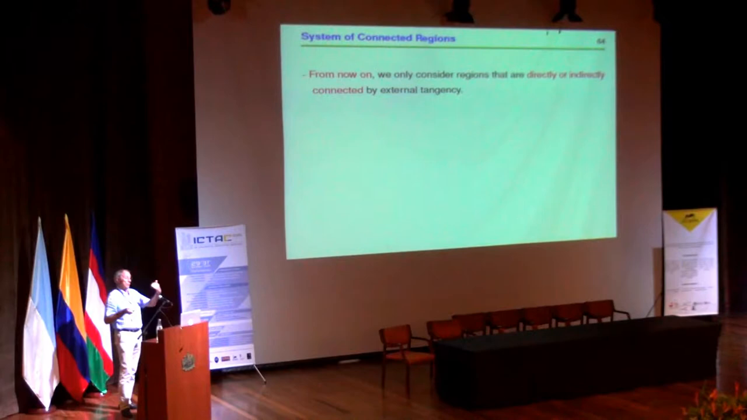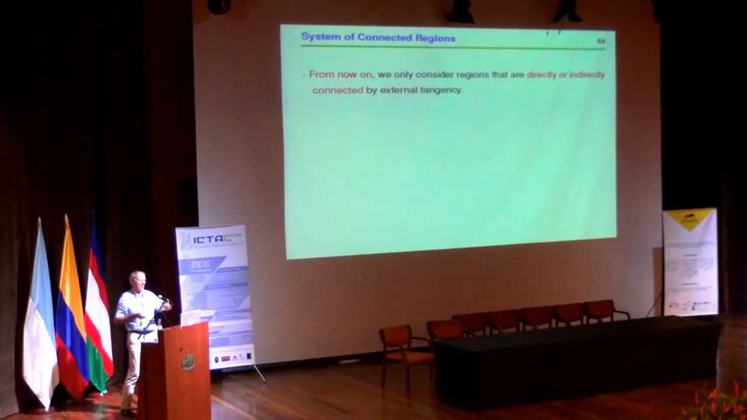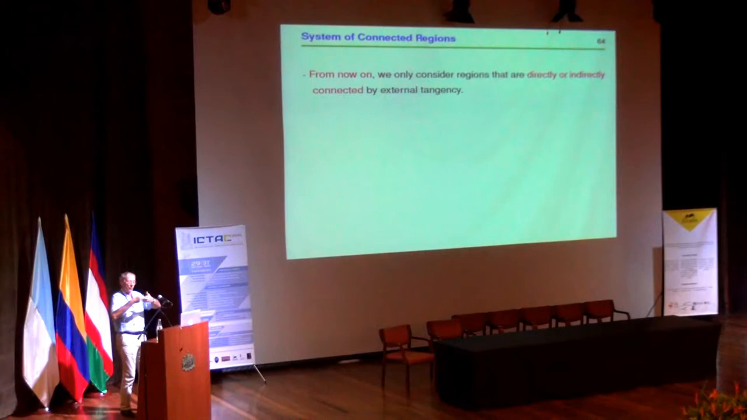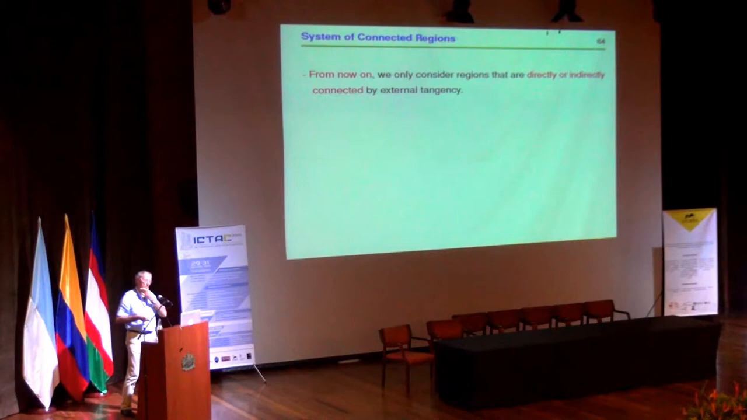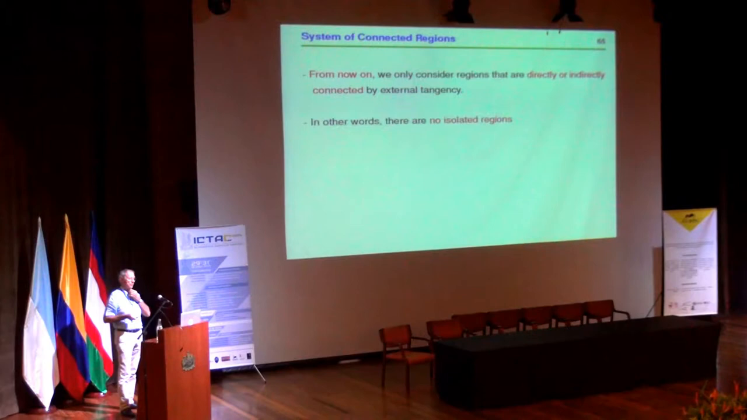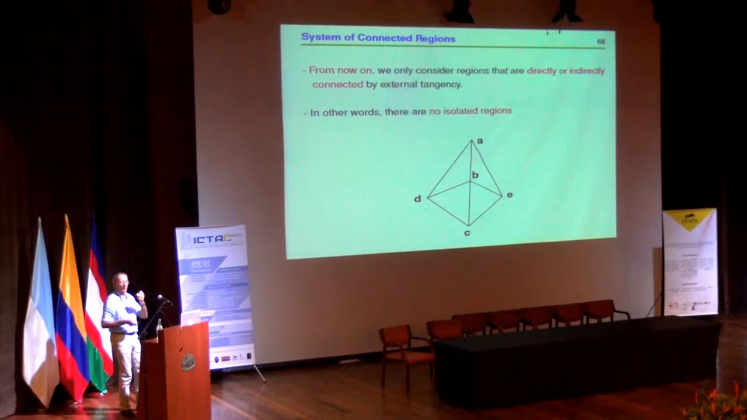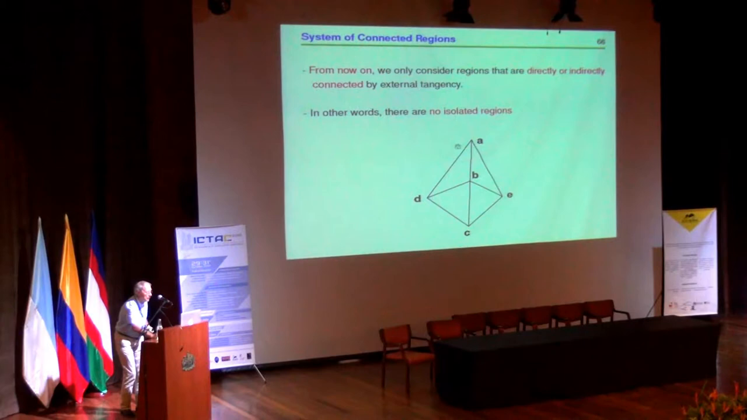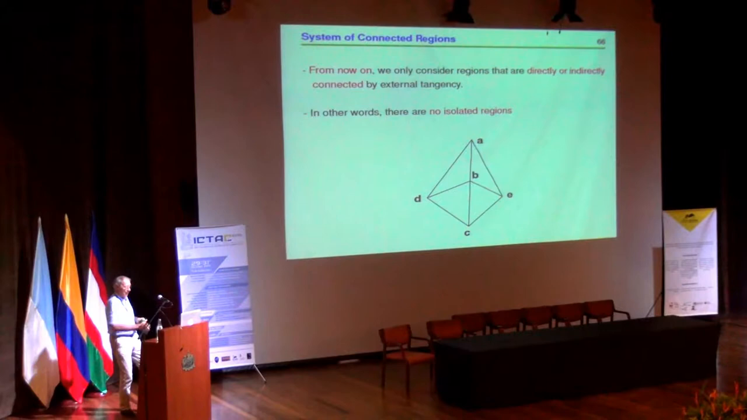So from now on, we consider only systems of connected regions that are directly or indirectly connected by external tangency. Two regions might be external to each other, but in between we have some externally tangent regions. In other words, there is no isolated region. So what you can see here on this drawing is that there are far more than four regions, because of course we can remove this, and that gives us the biggest region. In fact, there are 13 different regions.